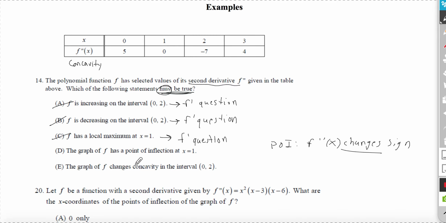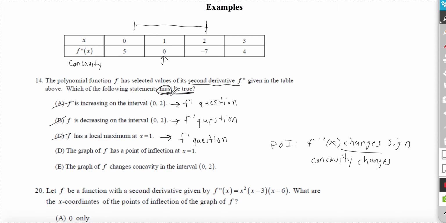So D says the graph of f has a point of inflection at 1. E says the graph of f changes concavity. See, if f double prime changes sign, that means concavity changes. That's the definition of a point of inflection. The graph of f changes concavity on the interval 0 to 2. So basically, does the graph change concavity somewhere in the interval, or does the point of inflection happen right there?